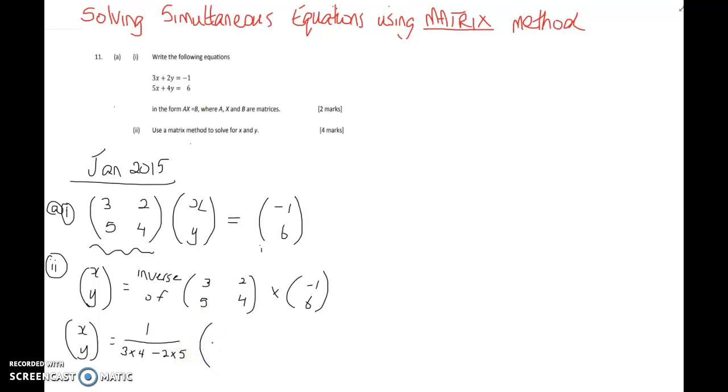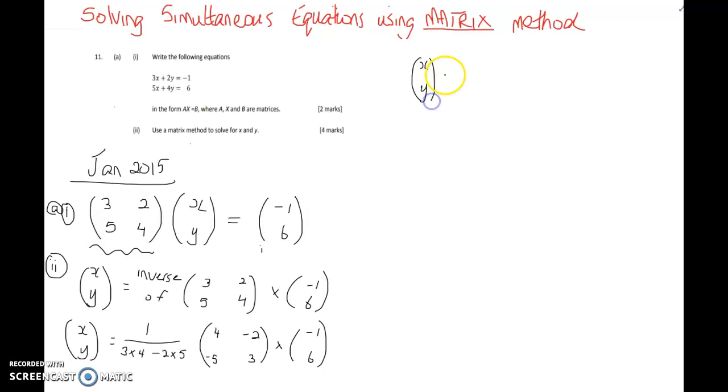Now we need to switch up our matrix. First diagonal, the numbers switch, so 4 comes here, 3 comes here. The second diagonal, the signs change on those numbers. So positive 2 becomes negative 2, positive 5 becomes negative 5. And then put back what we had there, the negative 1 and the 6. So let's come up here now. Let's just simplify what we have.